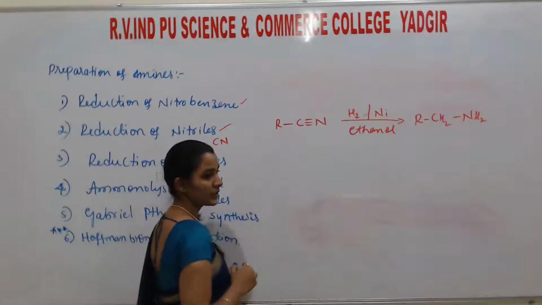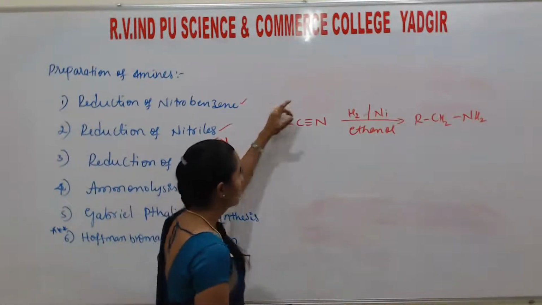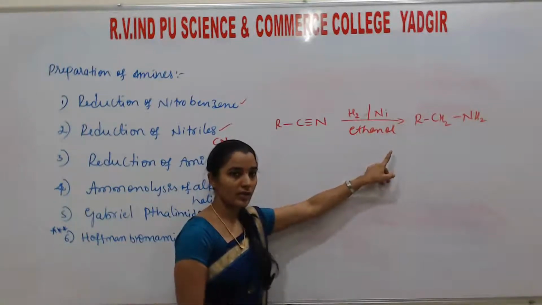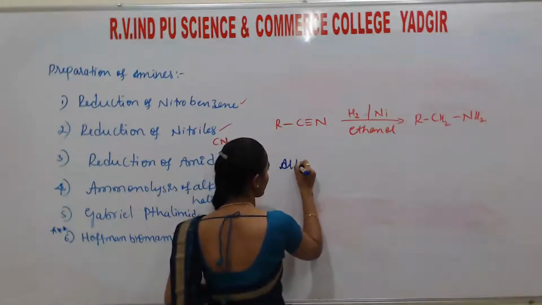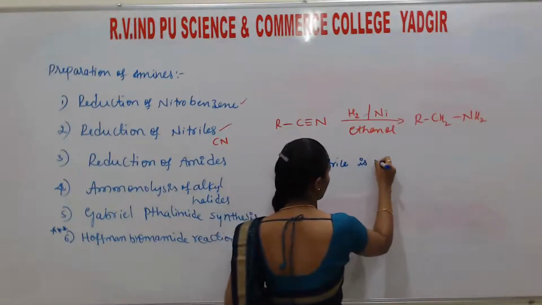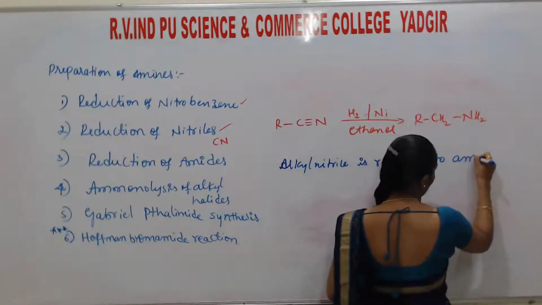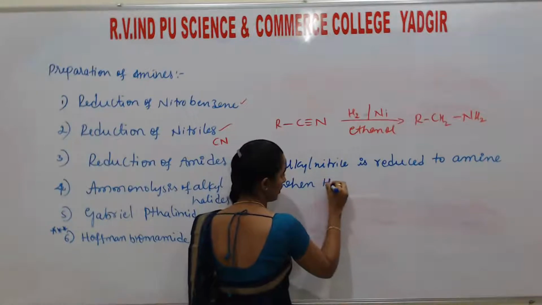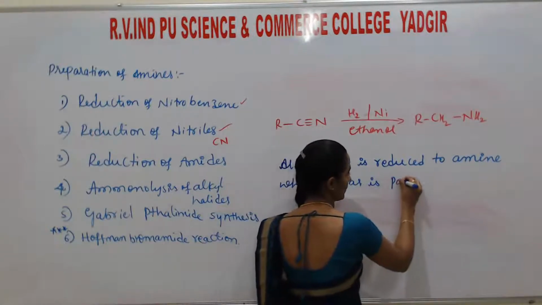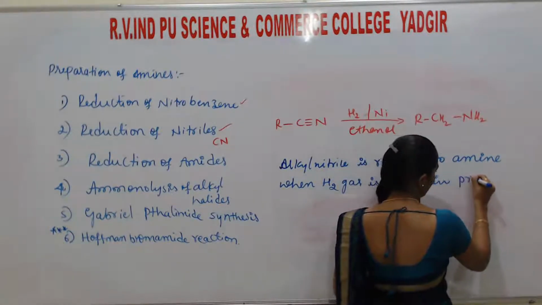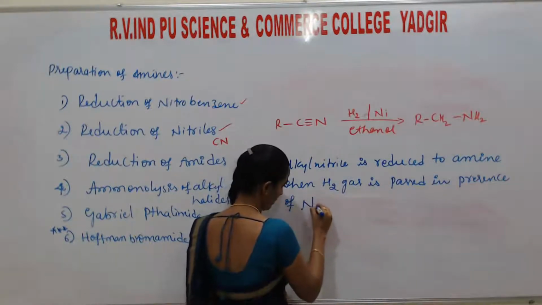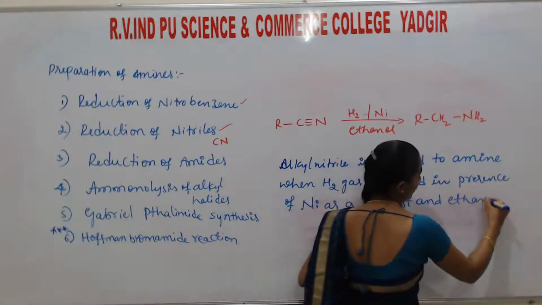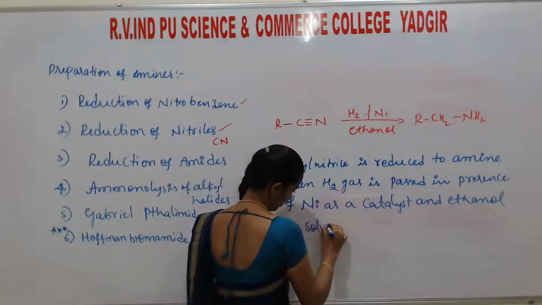Okay. So instead of this R, you may take CH3. If you want to write the explanation, students: alkyl nitrile is reduced to amine when hydrogen gas is passed in presence of nickel as a catalyst and ethanol as a solvent.